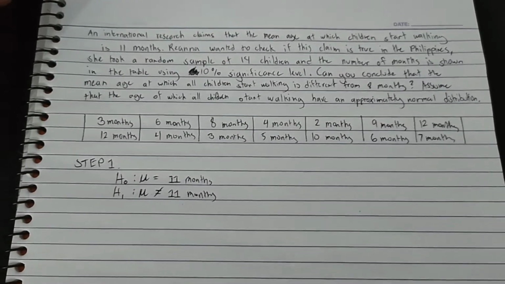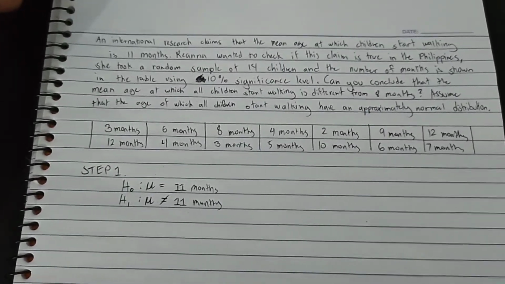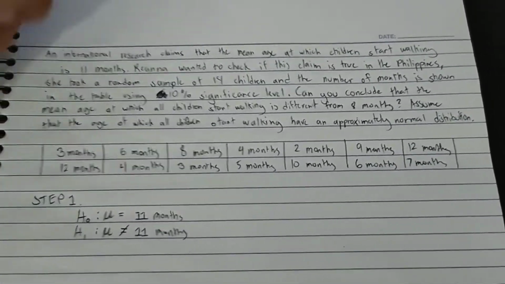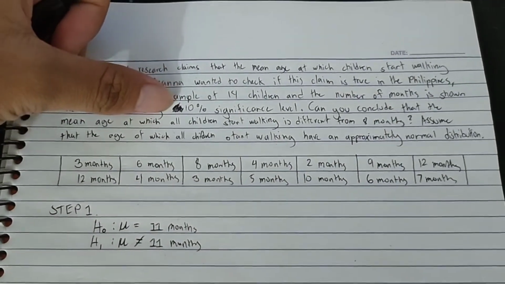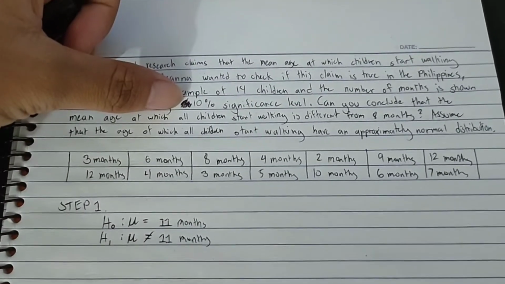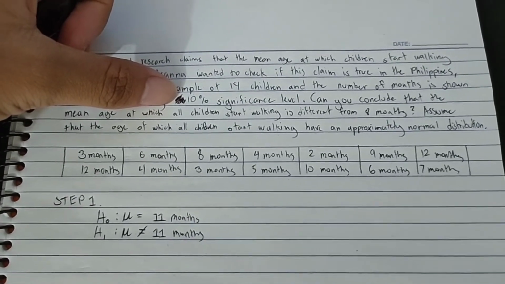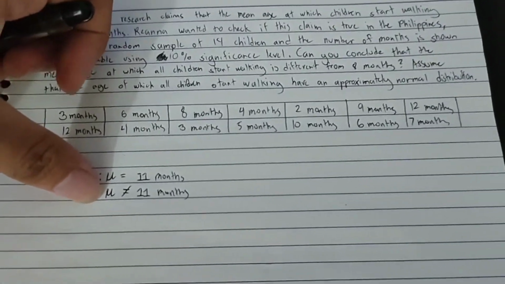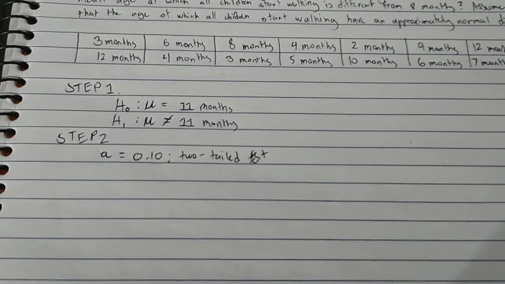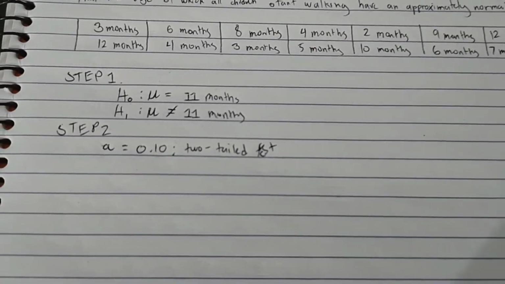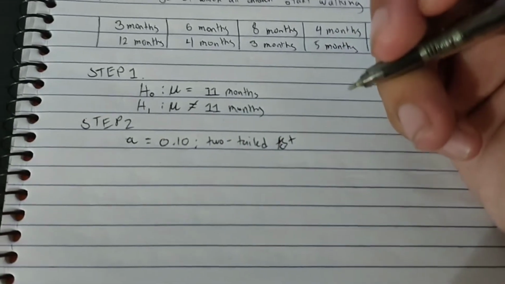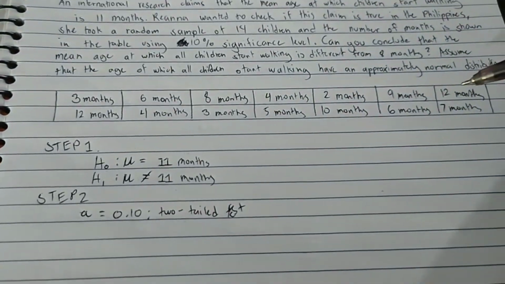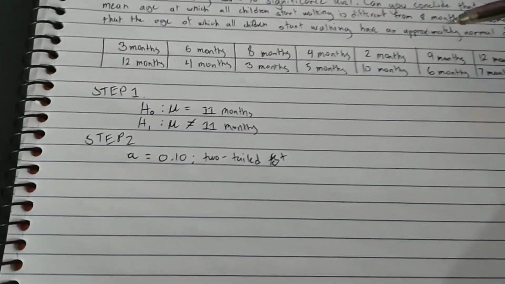Now in step 2, we're going to identify the level of significance and identify if it is a one-tailed test or two-tailed test. Here we have the 10% significance level, which is 0.10, and the tail test will be a two-tailed test since the symbol here is not equal. Next is to find the degrees of freedom, which the formula is n-1. So we're going to substitute n as the number of samples, which is 14. So 14 minus 1 is equal to 13.